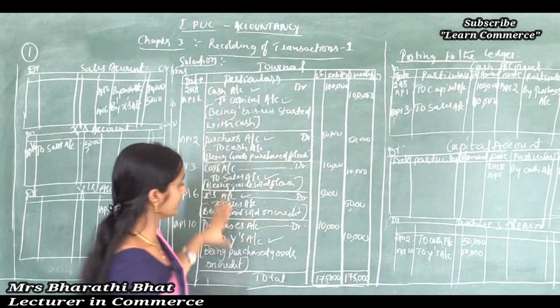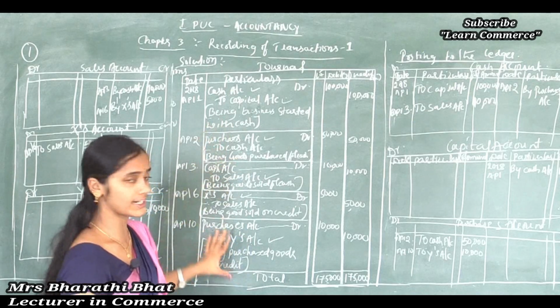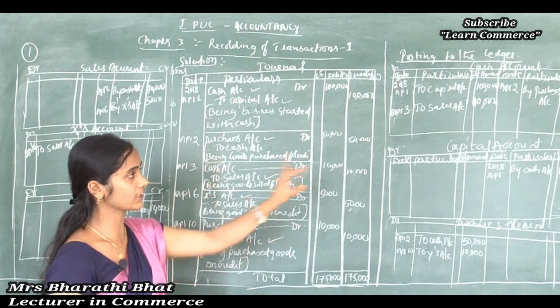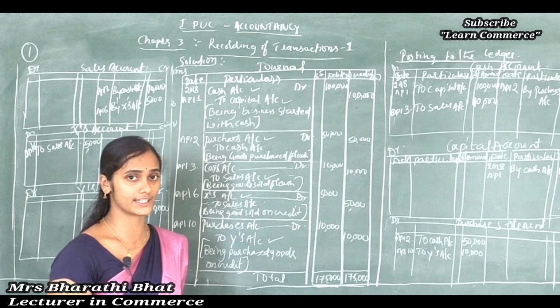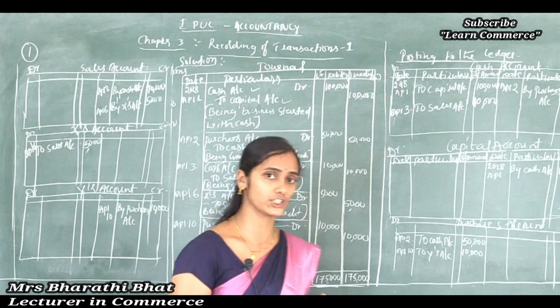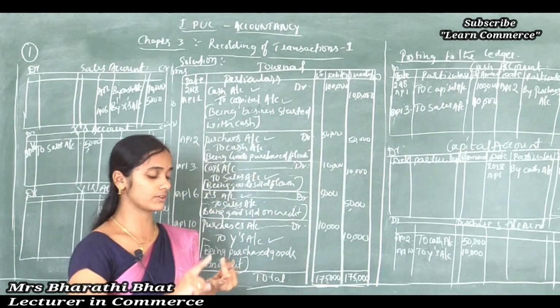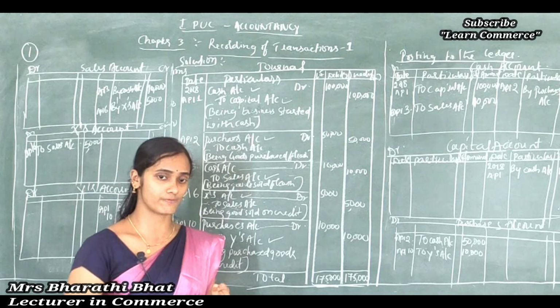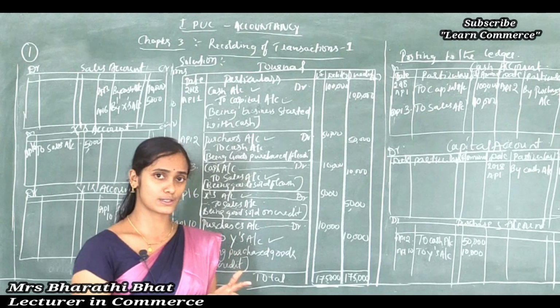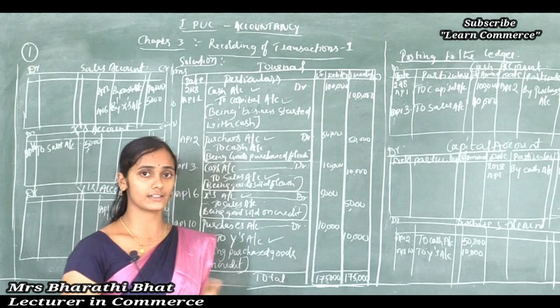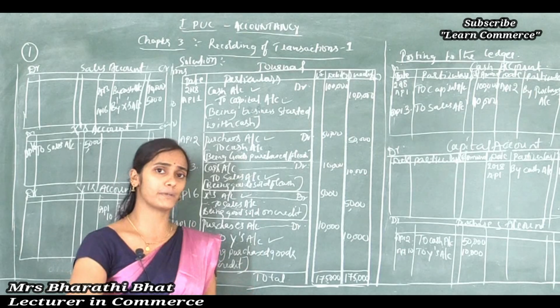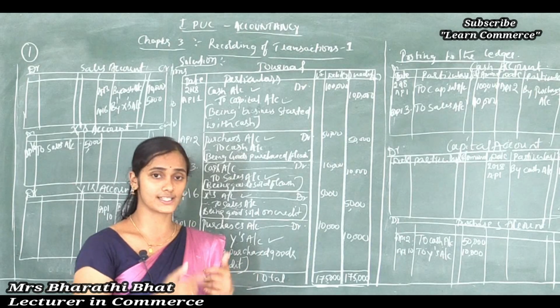So how many transactions are there? How many journal entries are there? Based on that, we need to prepare separate ledger accounts. Say for example, cash account affected on April 1st, cash is affected. April 2nd, purchased goods for cash, and April 10 sold goods for cash, and April 15 received from X.